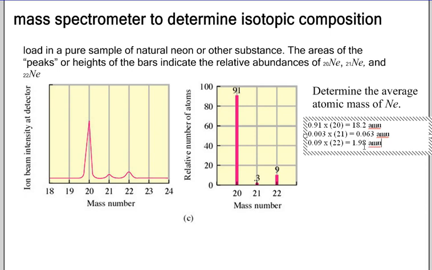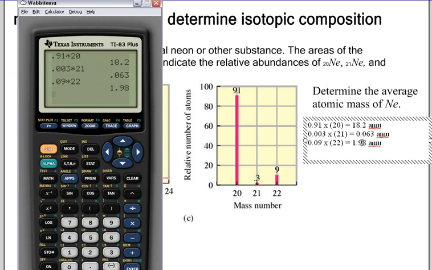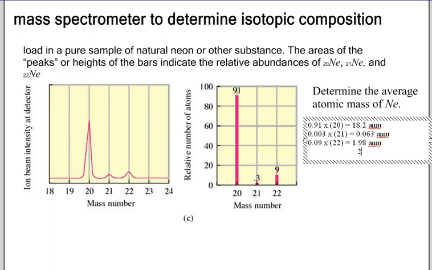Now if we add up all of these numbers, we'll end up with the average atomic mass of neon. So we're going to add these up. We get 1.98 plus 0.063 plus 18.2. And voila, we've got the average atomic mass of neon, 20.243 AMUs.